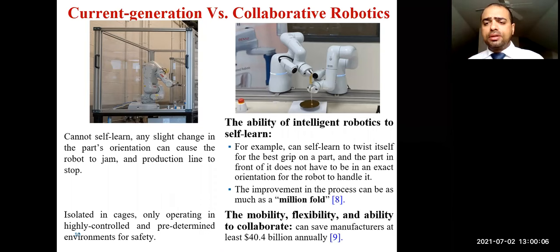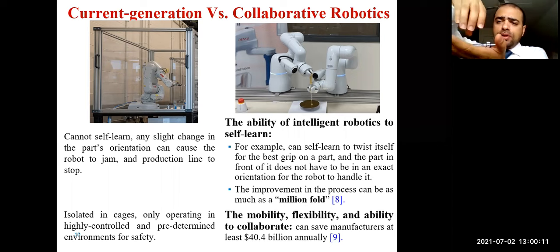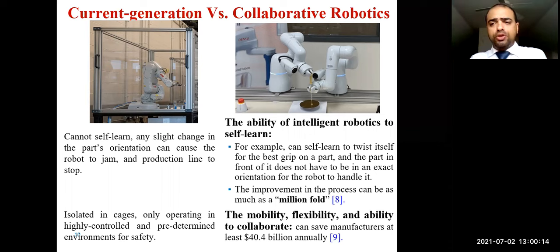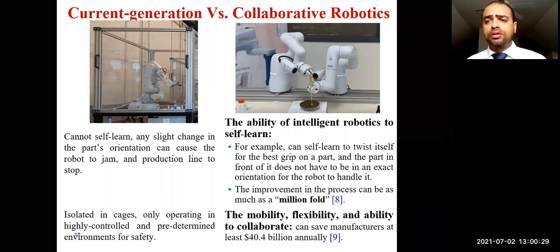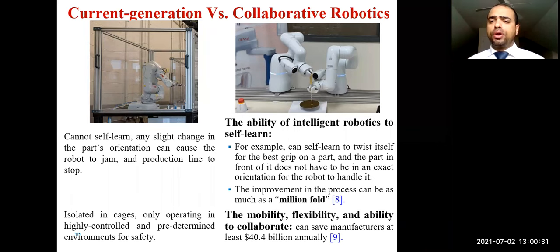But an intelligent robot, a collaborative robot, if programmed properly, will be able to detect that the part is misoriented, and it will reorient itself to pick it up and proceed. So this alone can significantly improve the process, because in the first case, you have to stop the assembly line, send the robot home and reset the process. While in the second case, it will continue. So these two advantages will have significant effect on the manufacturing industry.